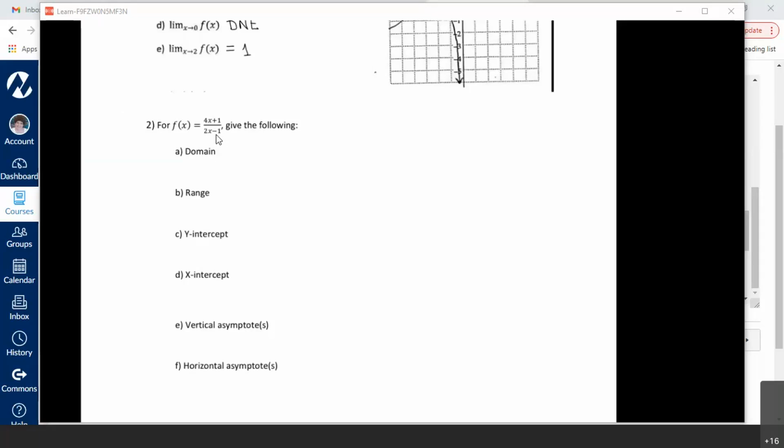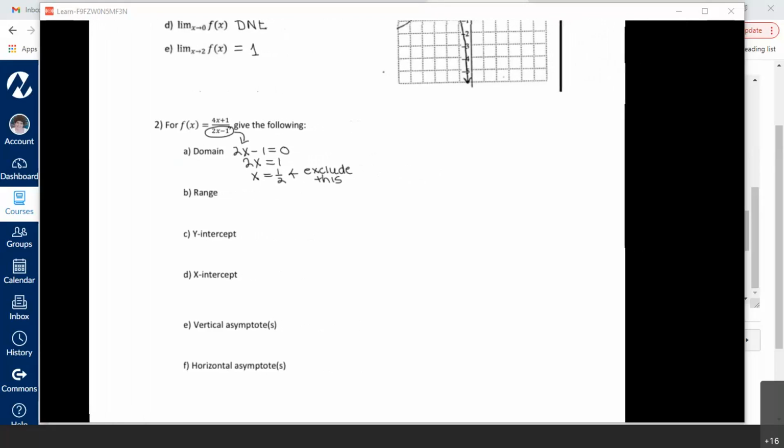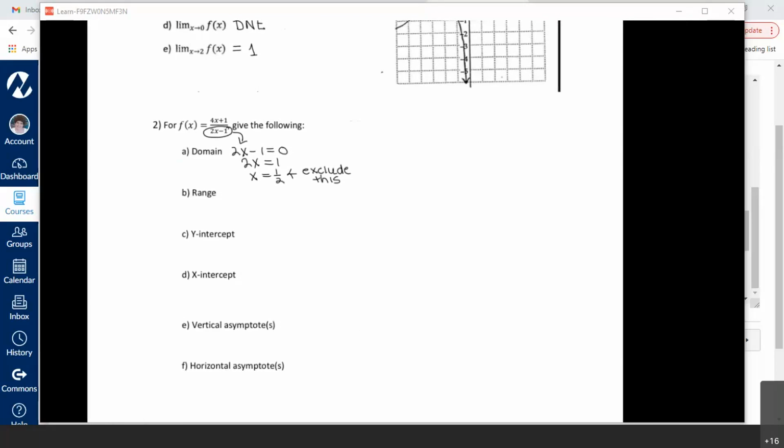So here, since it's a rational function, I have to worry about what to take out of the domain. How do I do that? I take the denominator and set it to 0, right? And then I just do a little bit of algebra, add 1 to both sides, and then divide by 2. So kick this out of the domain, exclude this. Why am I excluding it? Because I just determined it makes my denominator 0.